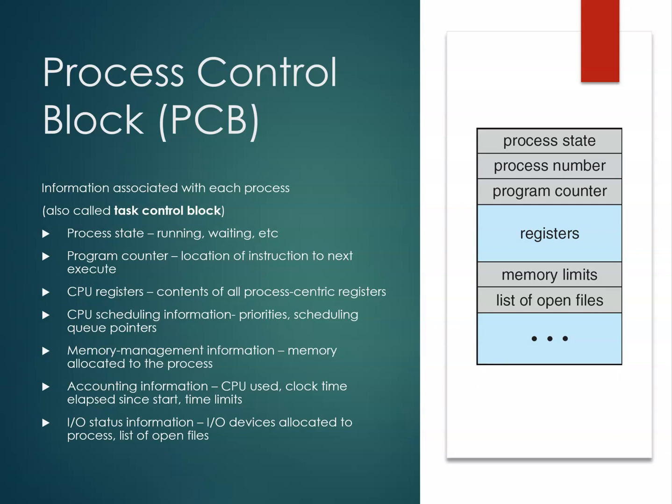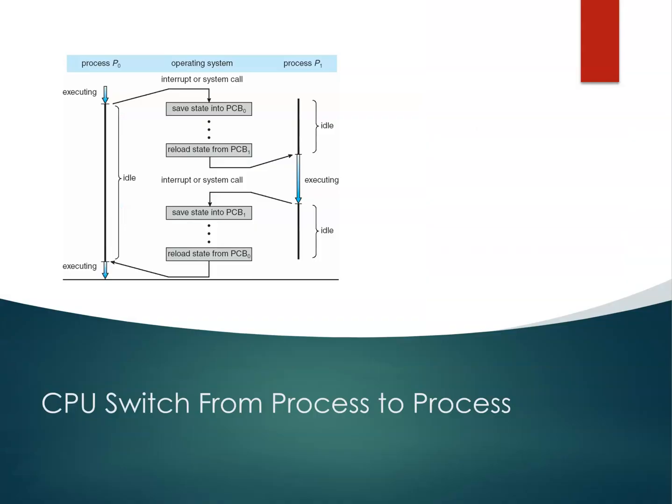Memory management information, memory allocated to the process. We need to know what's been allocated. Accounting information, which CPU is used, clock time elapsed since start, and time limits on a process before it has to switch. And I/O status information, I/O devices allocated to the process, and a list of open files. There may be more information, but this is an overview. So when a process runs, we begin executing.